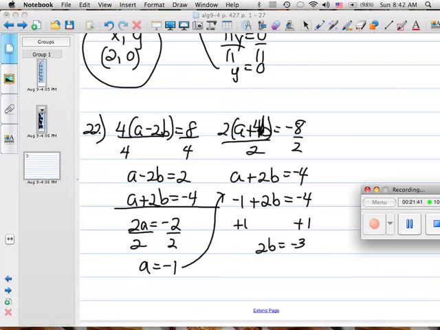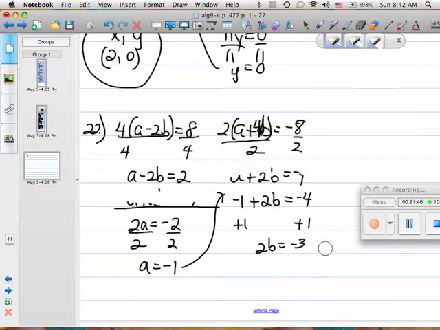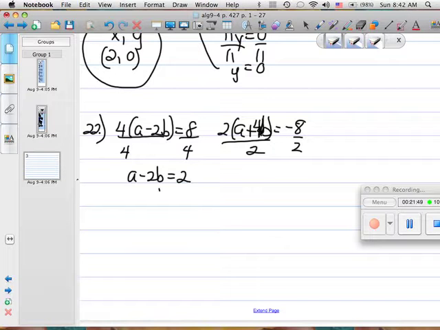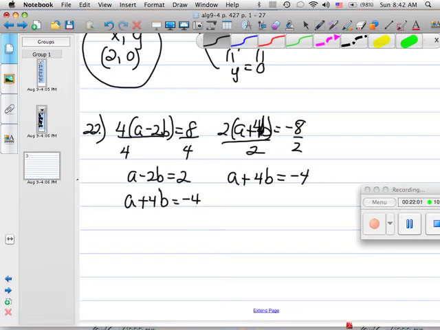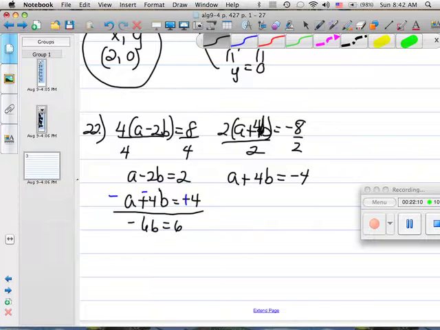Okay, I found it here. I made a mistake right in here. When I divided by 2, it should be a plus 4b equals negative 4. So then I needed to subtract, which changes the signs. So that gives me negative 6b equals 6. Divide by negative 6, and b equals negative 1.